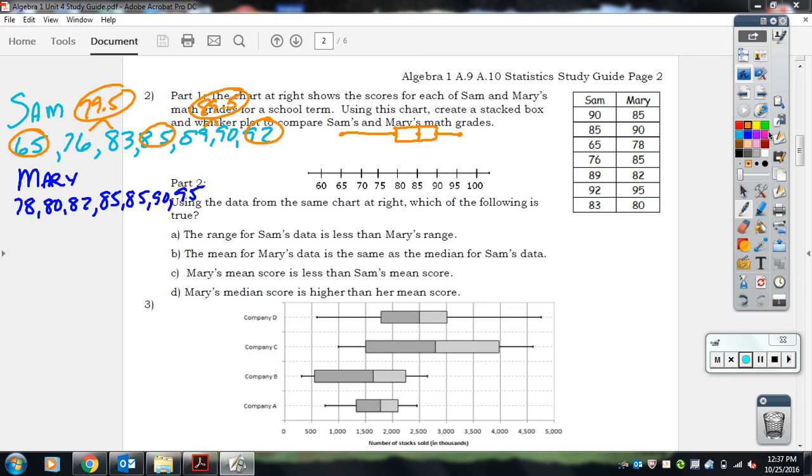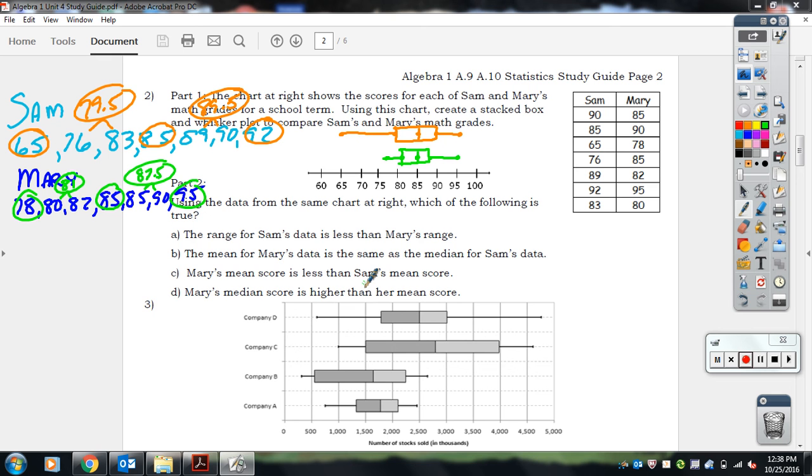Let's do the same thing for Mary. I'll use a different color so you can see it. In from the lower extreme and upper extreme, I'll go in until I find the median, which is 85. The lower quartile is 81. Going in, the upper quartile is 87.5. Make these 78, then 81, then 85, 87.5, and 95 also. Not a very good box, but there we go. This is my stacked box and whisker plot.